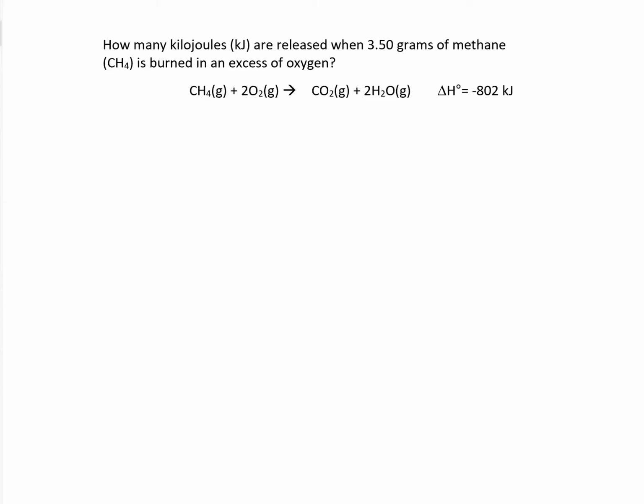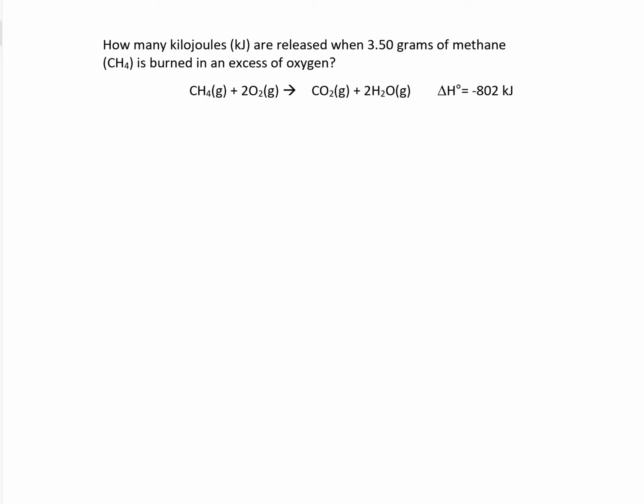The last type of stoichiometry problem we can do involves figuring out how much heat will come in or leave a reaction as it occurs. In this case, we've got 3.5 grams of methane gas being burned with oxygen, and we'd like to know how much energy is coming out of this combustion reaction.